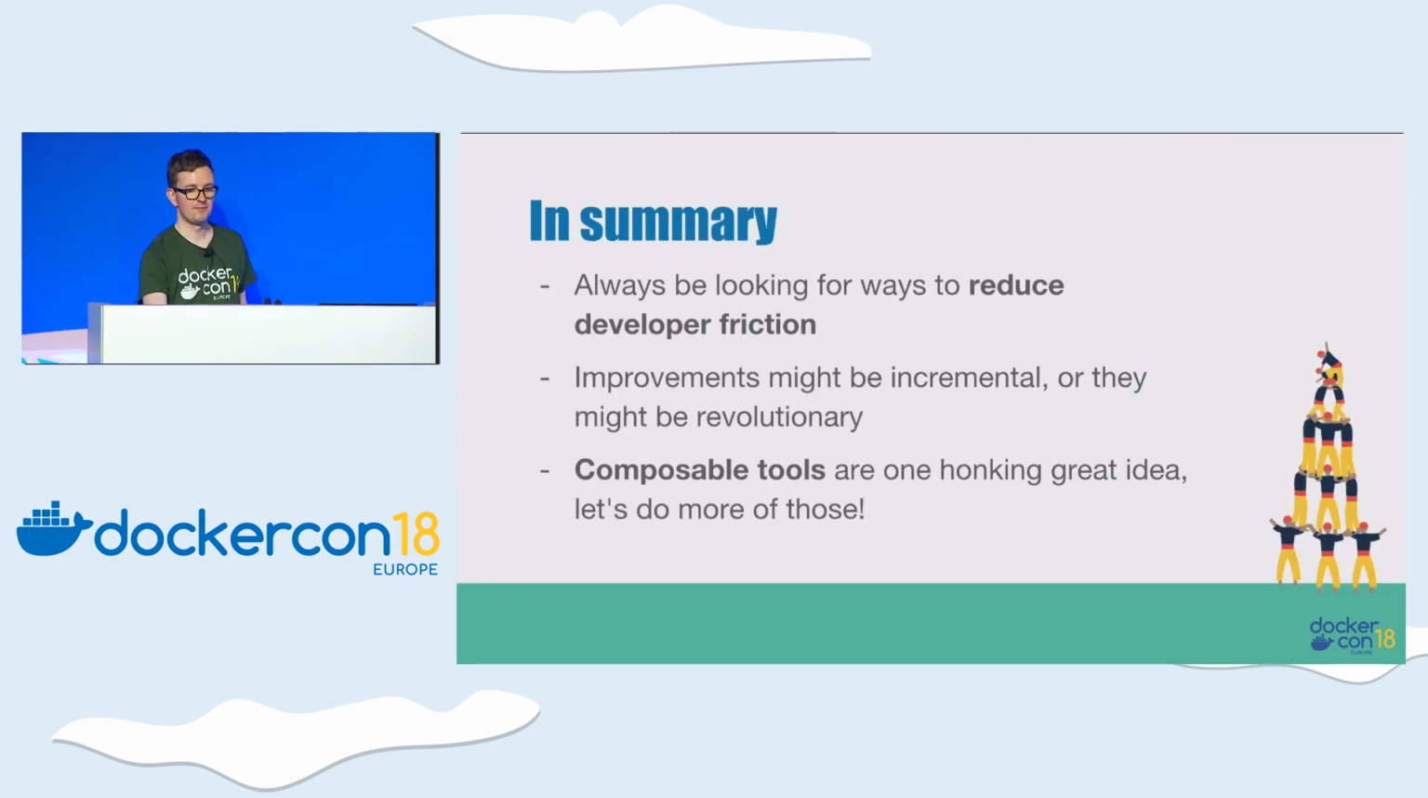So in summary, I'd always be looking for ways to reduce developer friction, probably specifically in the areas which are most in need of it. Do an end-to-end analysis of what hurts, and go after tools in that space first. Improvements might be incremental, or they might actually be revolutionary. They might be doing something fundamentally different, or actually just making that bit a little bit faster. It'll probably be both rather than one or the other.